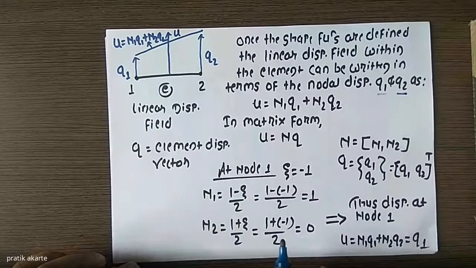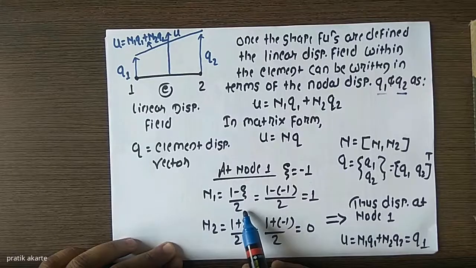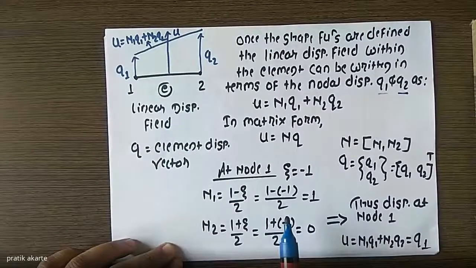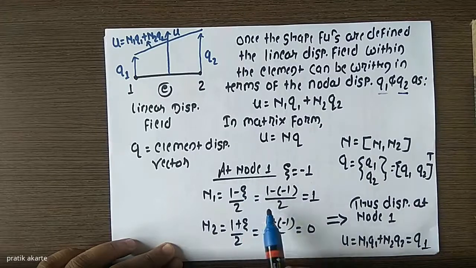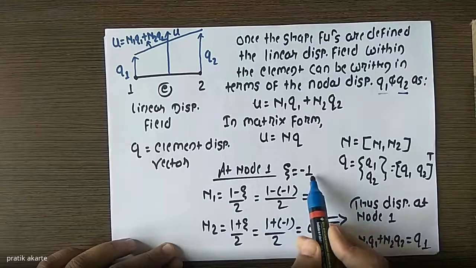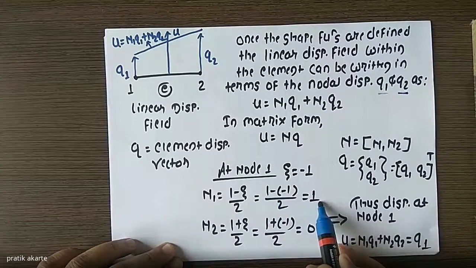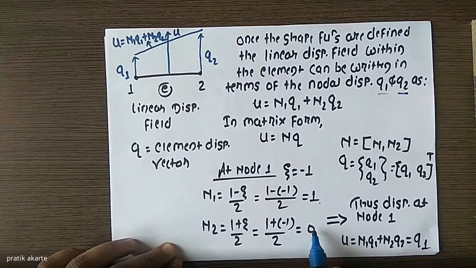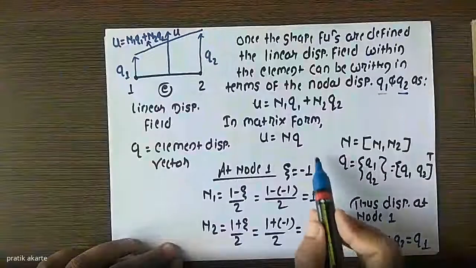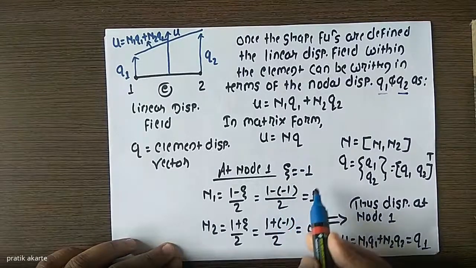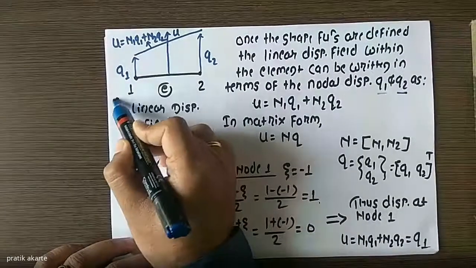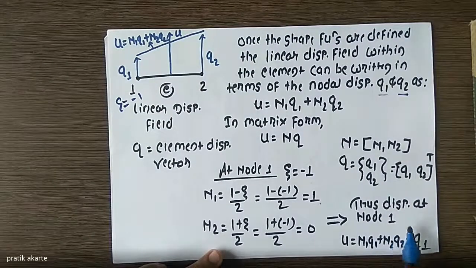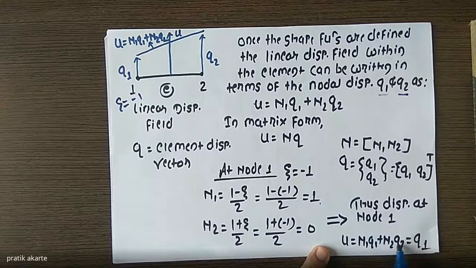Now, let us say N1 is equal to 1 minus zeta by 2, which we formulated previously. At zeta equal to minus 1, putting this value into this equation, we get 1. And N2 is 1 plus zeta by 2, so N2 is 0. So what we can conclude by putting in the value at node 1, where zeta is minus 1, is that the displacement at node 1 is Q1.